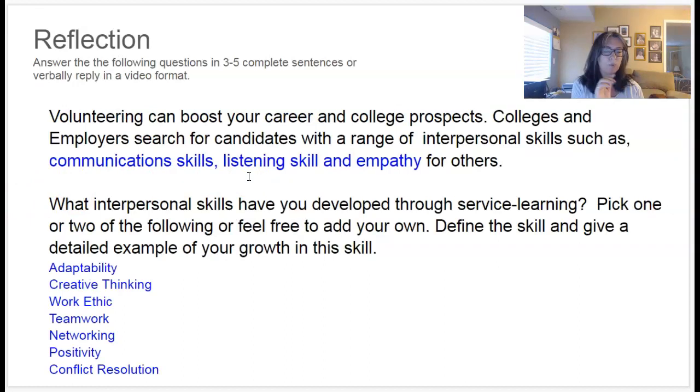Okay. When you volunteer, you're also learning some skills that you're going to apply for colleges and look for jobs for your future. And they're interpersonal skills, or how we interact with each other. So communication skills, listening skills, or empathy. Interpersonal skills are easier to develop than you think, but it's also easy to kind of go the wrong direction.